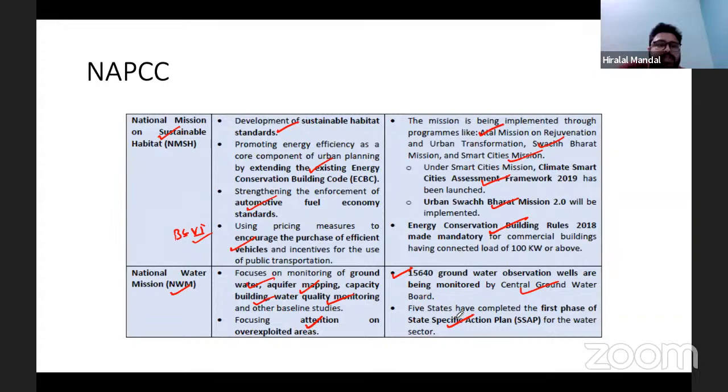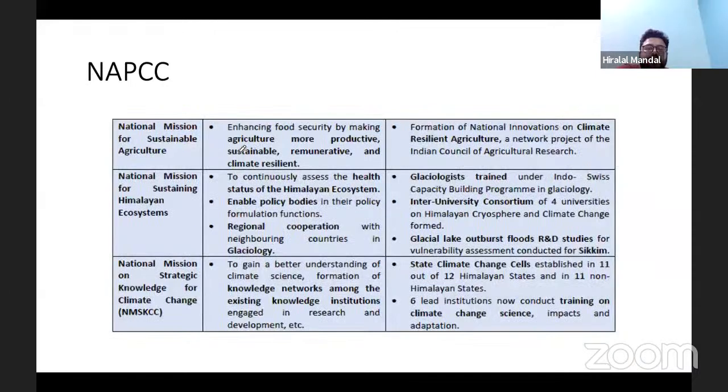National Mission for Sustainable Agriculture aims at enhancing food security by making the agriculture sector more productive and climate resilient. So what we have done, we have focused on the National Innovation on Climate Resilient Agriculture, and that is a network project which is being promoted by the Indian Council of Agricultural Research.